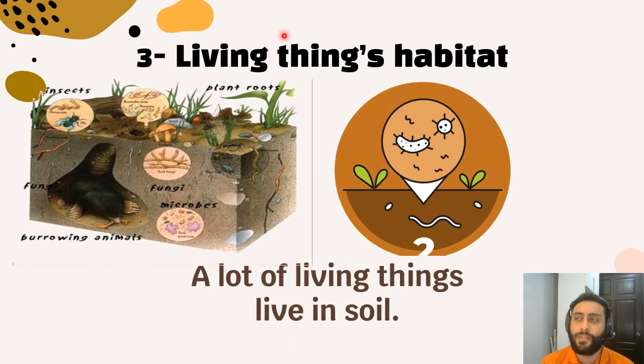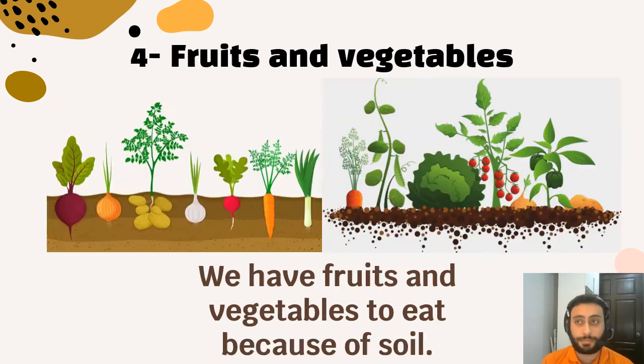Next, living things habitat. Soil is one of the important habitats of living things. There are many living things living in soil, some of them large, some of them small, some of them are plants, some of them are animals, but they all live in soil. A lot of living things live in soil.